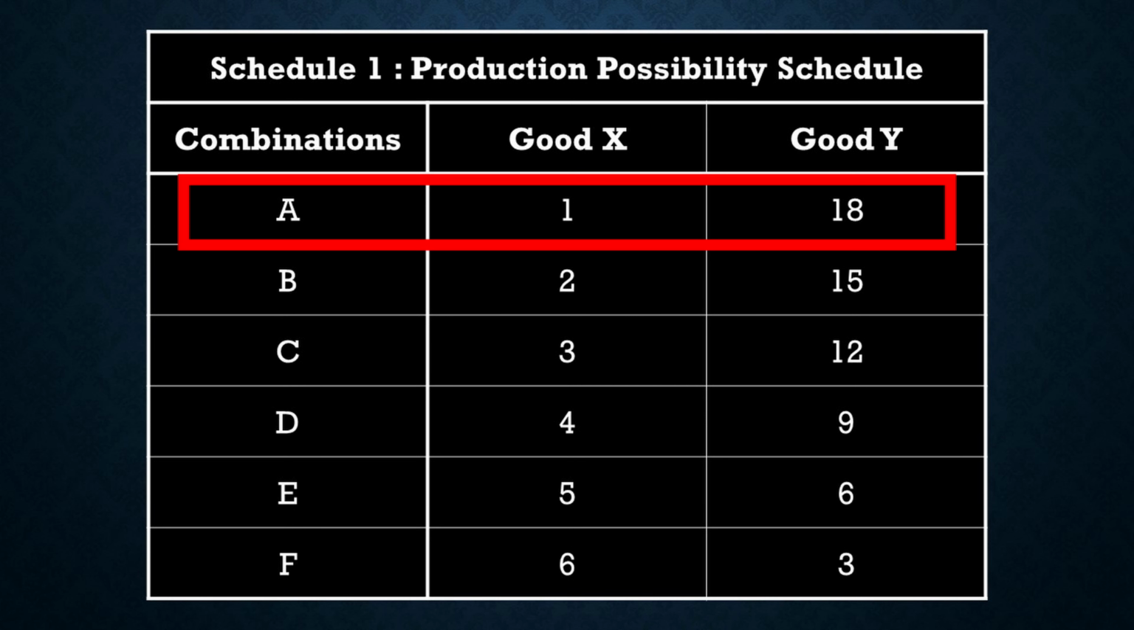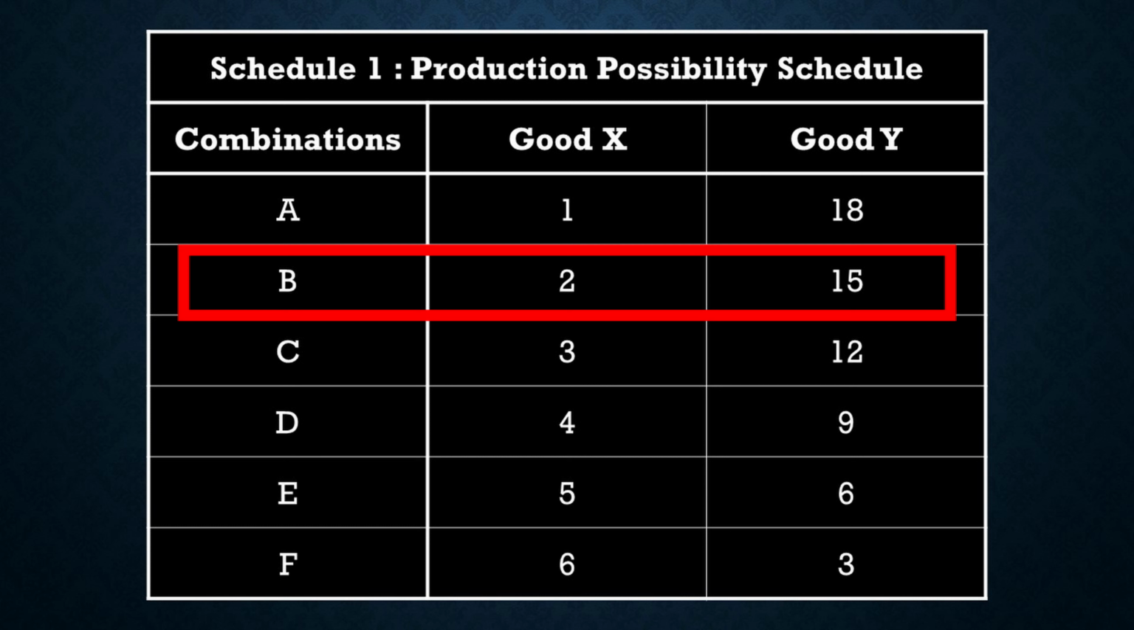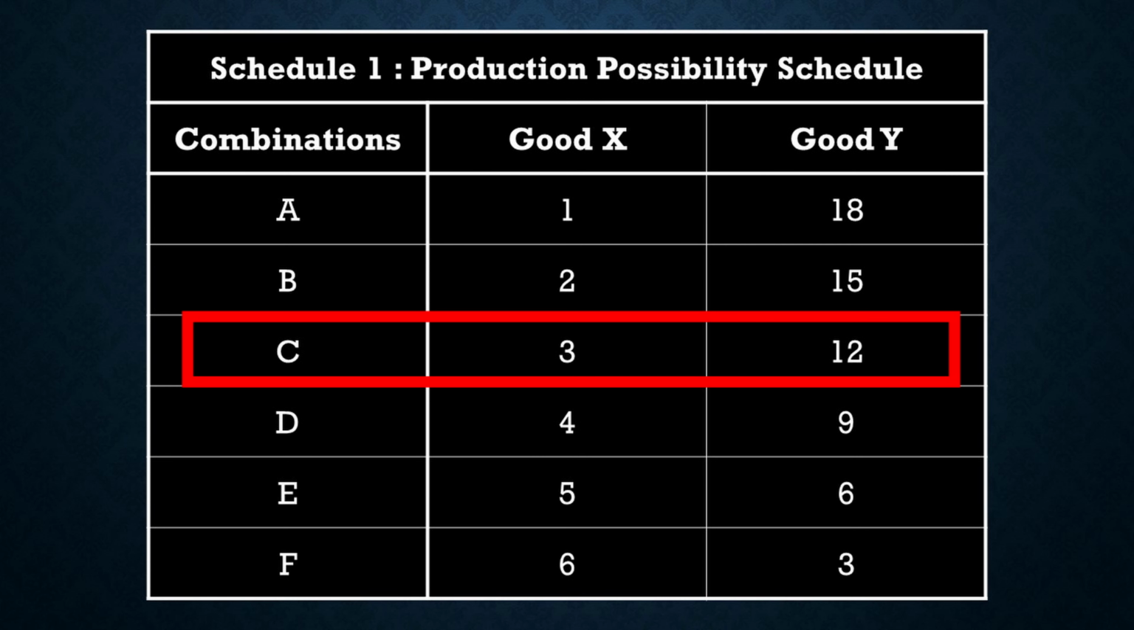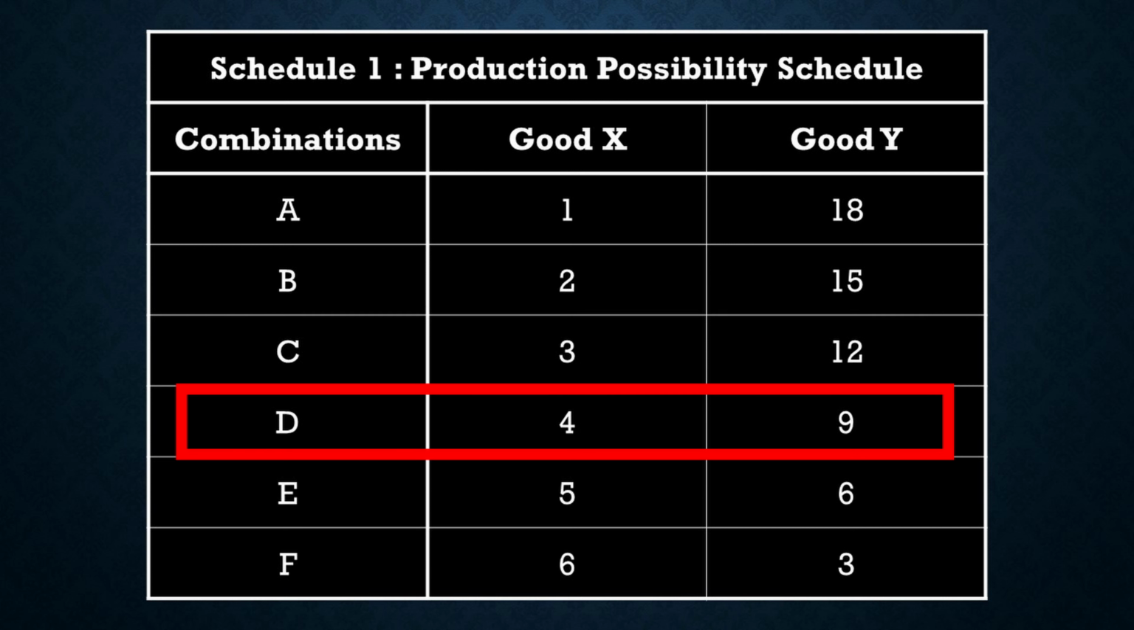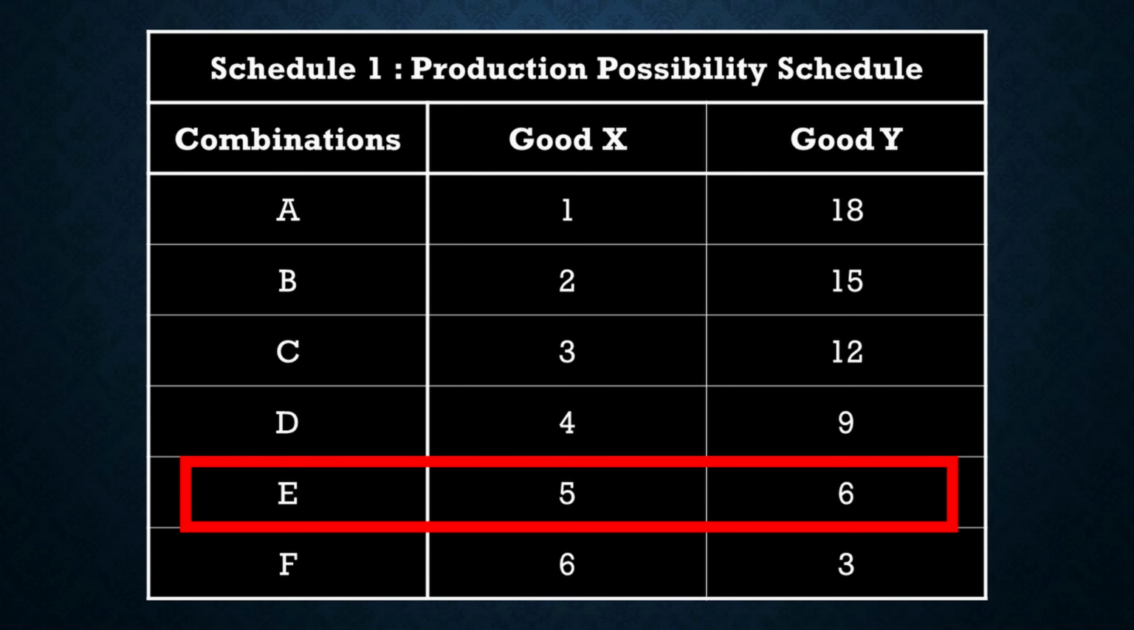Combination A shows that with available resources and technology, 1 unit of good X can be produced, whereas 18 units of good Y. Combination B shows that 2 units of good X and 15 units of good Y can be produced. Combination C shows that 3 units of good X and 12 units of good Y can be produced. Combination D shows that 4 units of good X and 9 units of good Y can be produced.